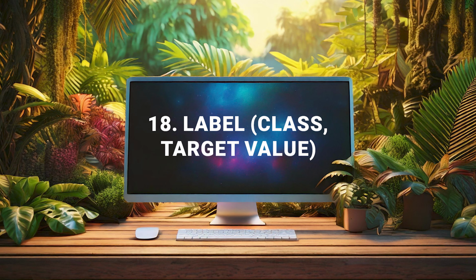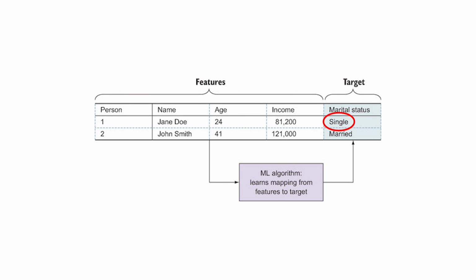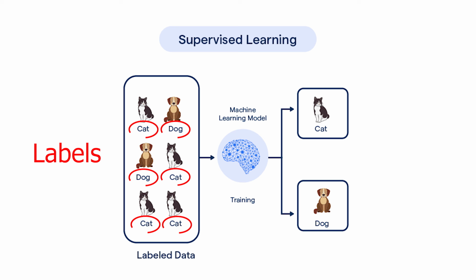A label, also called a class, target value, ground truth, or correct answer, is the known correct output associated with an instance in supervised learning. It is the value that the target variable takes for each instance. In an image recognition system, where the target variable is the type of animal in the picture, the label is the actual animal's name, like cat or dog, for each image. Labels are crucial for training supervised learning models as they provide the right answers that the model learns from.